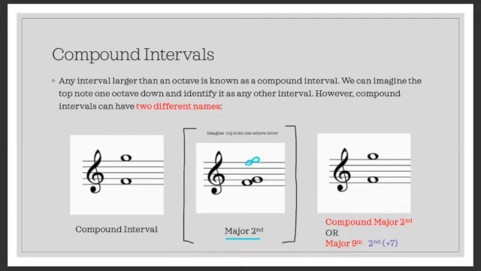You can name the interval just as we have always done. So the type of interval followed by the number, or just stick in the word compound and then you can just include the basic form of the interval, which is a major second. Okay, the compound means it's bigger than an octave. So that's how we would remember the difference between the two names.